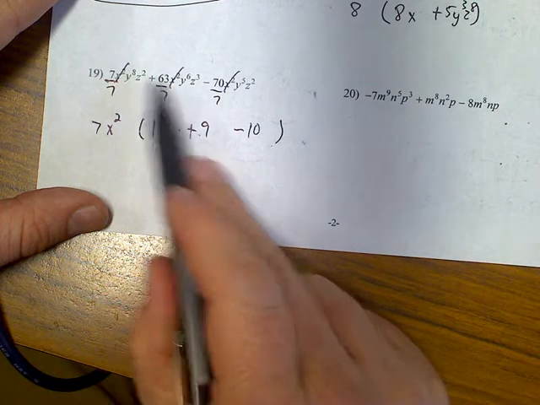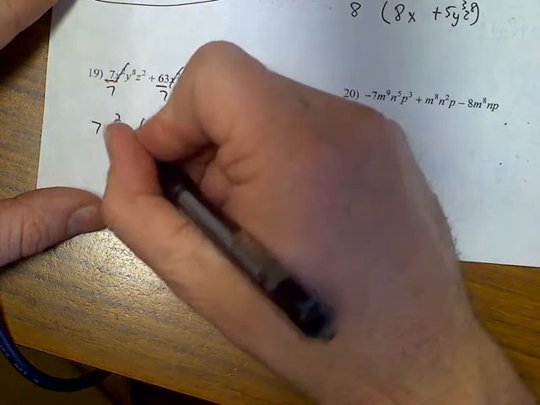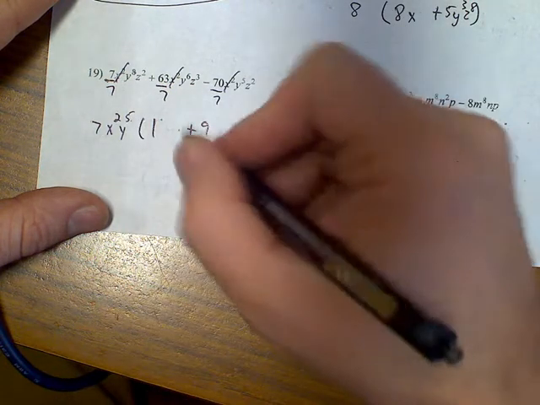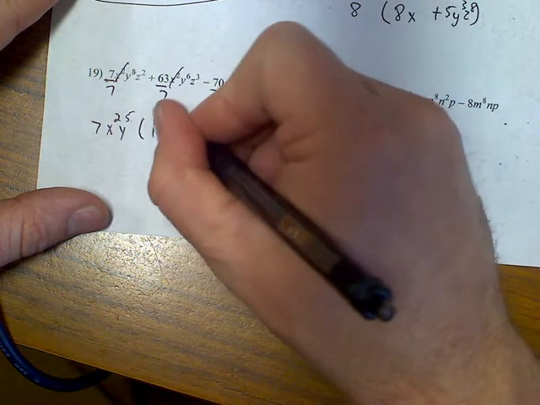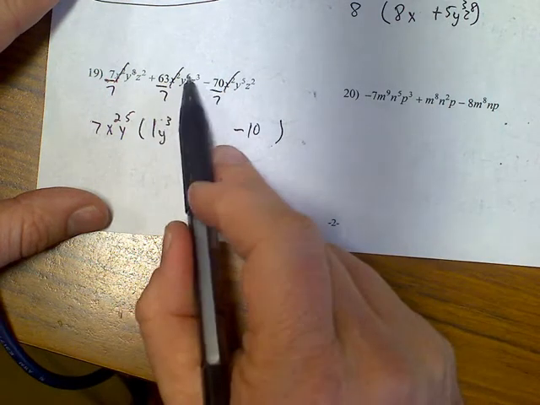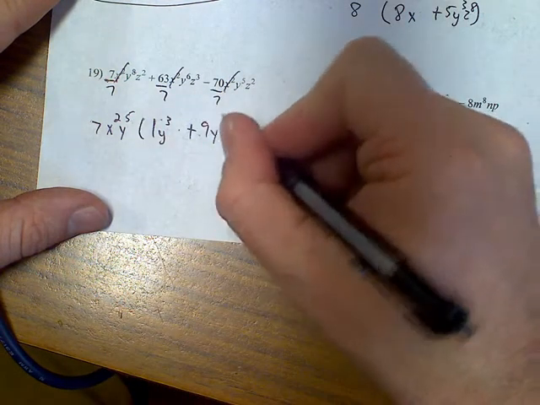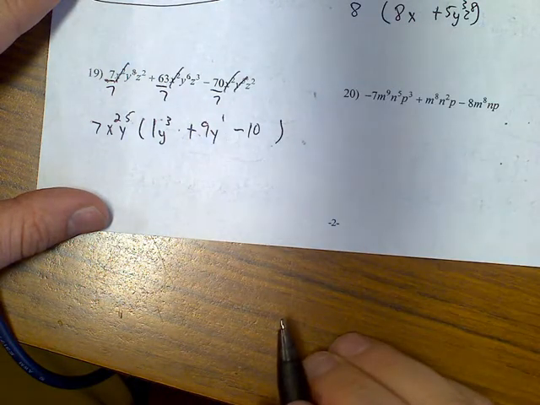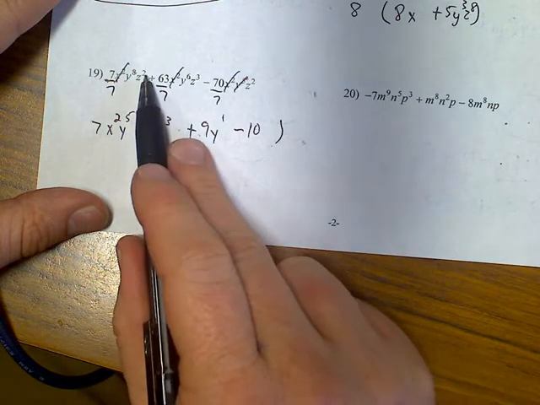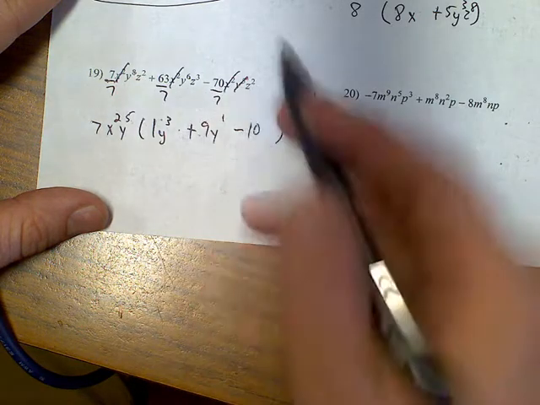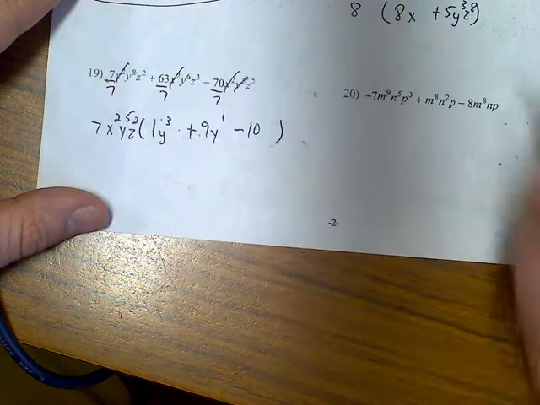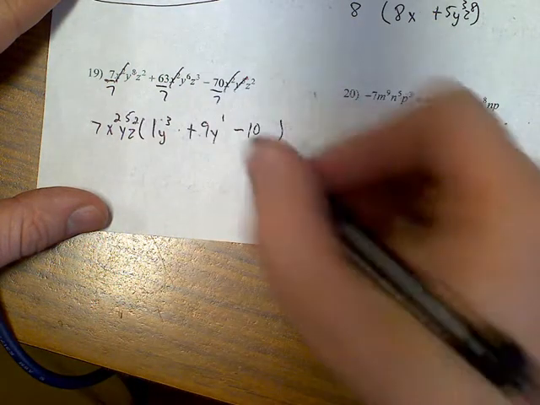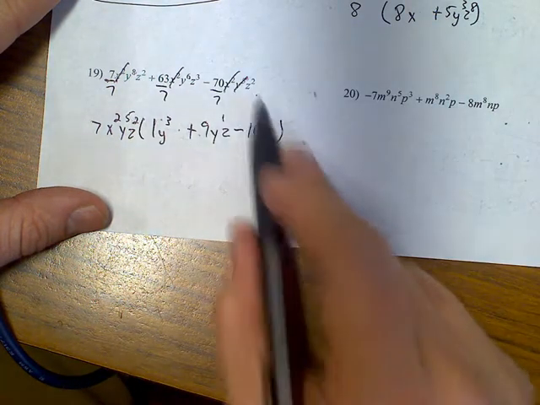This has 8 y's, 6 y's, 5 y's, so I can take 5 y's out. 8 minus 5 would be 3, so I'd have 3 y's left. 6 minus 5 would be 1. 5 minus 5 would be gone, so I don't have any more of those. 2z, 3z, 2, so I can take out 2 z's. So that would be gone, no more. I would have 1 left here, and I would have none here.